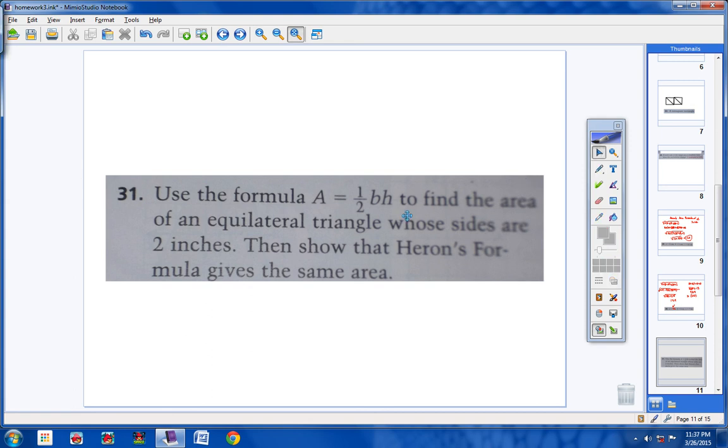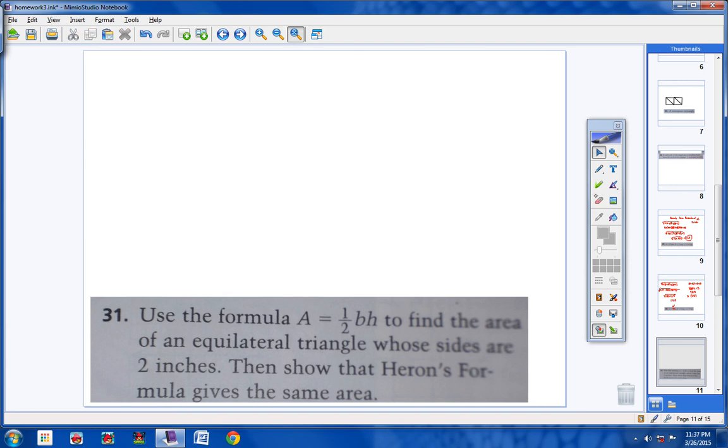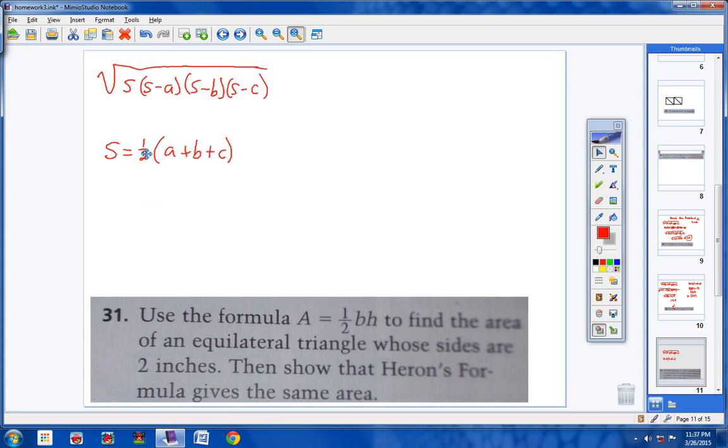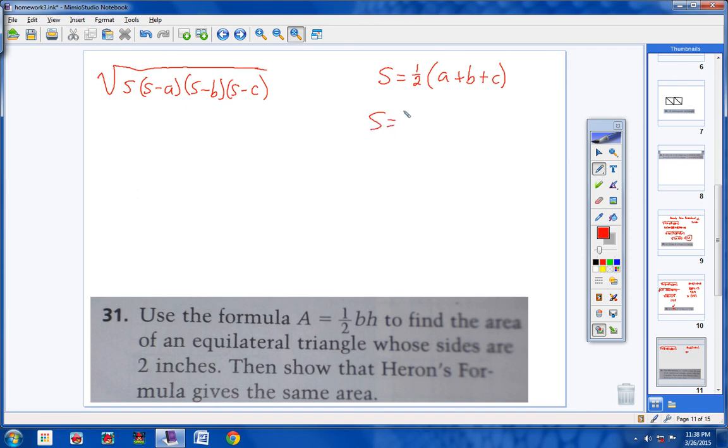Area one way, again using Heron's formula. I'm not really interested in proving it by using this formula here. It does work, so here we go. Let's again practice using Heron's formula. So S equals 1/2. We have an equilateral triangle whose sides are 2. So 1/2, 2 plus 2 plus 2. Now S would equal 3.